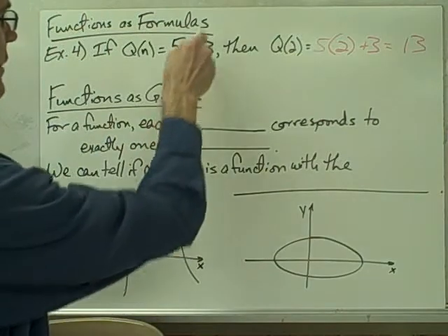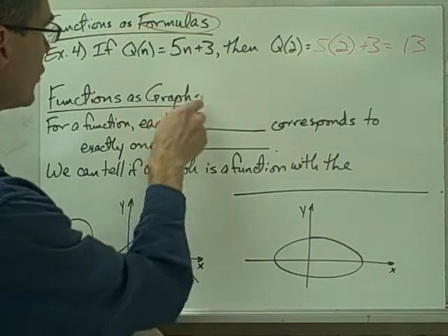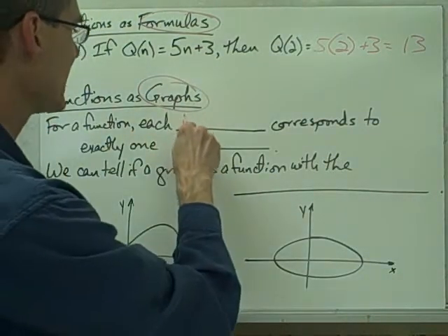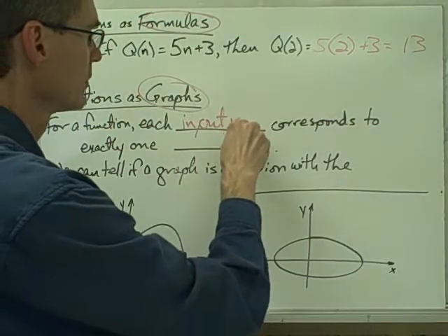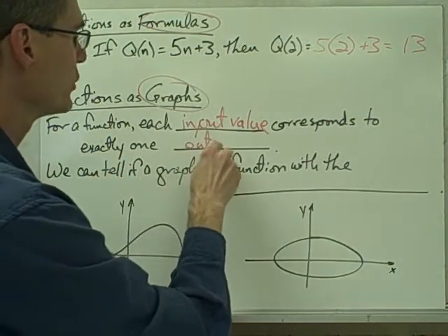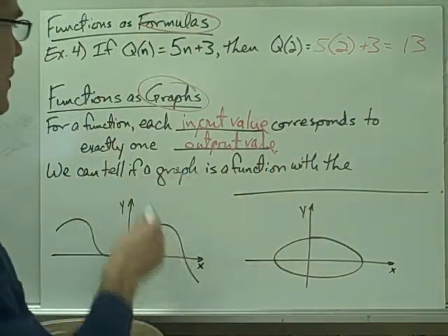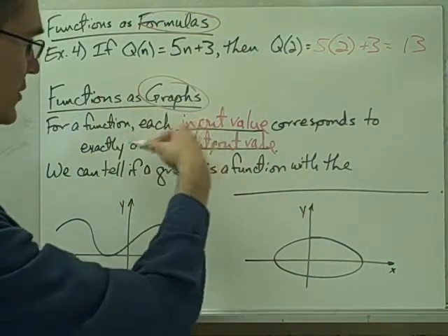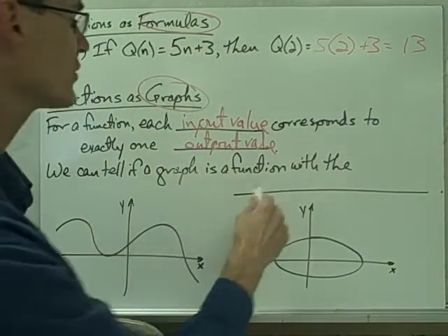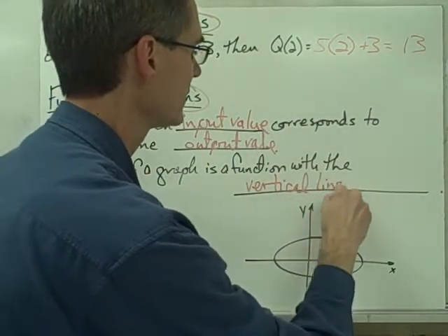Functions as graphs. Formula is one way of expressing a function rule. Graphs are another way of expressing a function rule. For a function, remember that each input value corresponds to exactly one output value. Well, for graphs, the way this part of the function definition is interpreted is that we can tell that a graph is a function by using this thing called the vertical line test.